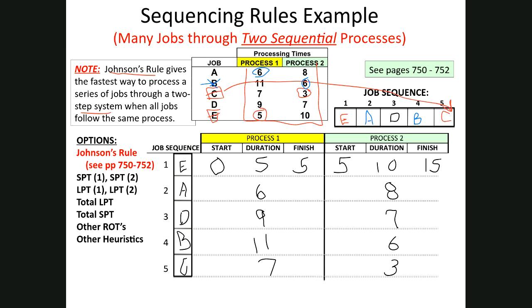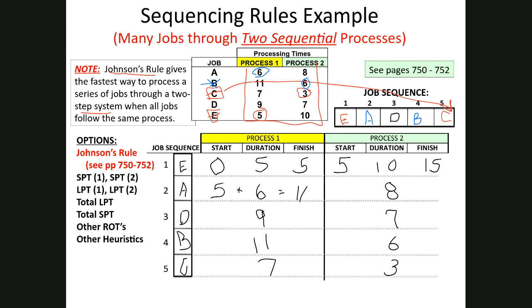Notice now that when job E finishes on process 1, job A can begin immediately. So job A begins at time 5, and it'll finish at time 11. And again, these are plus. We're just doing the arithmetic.